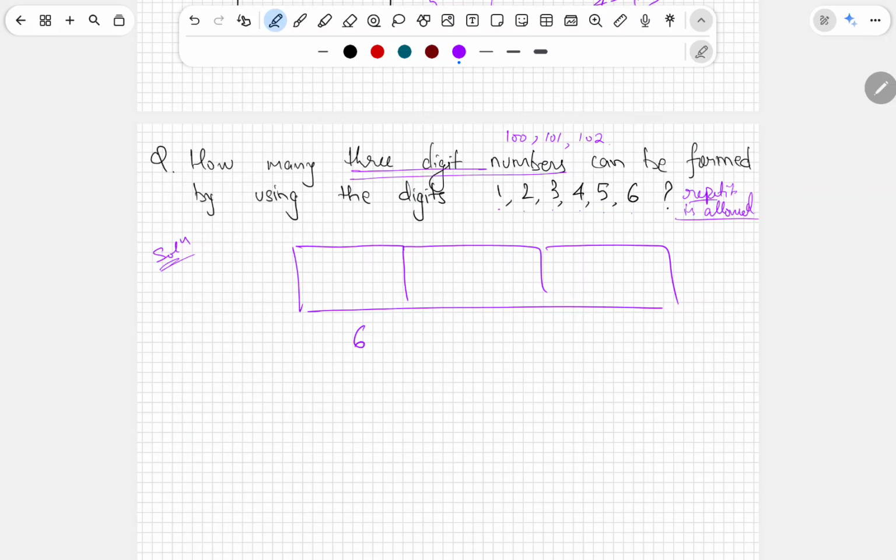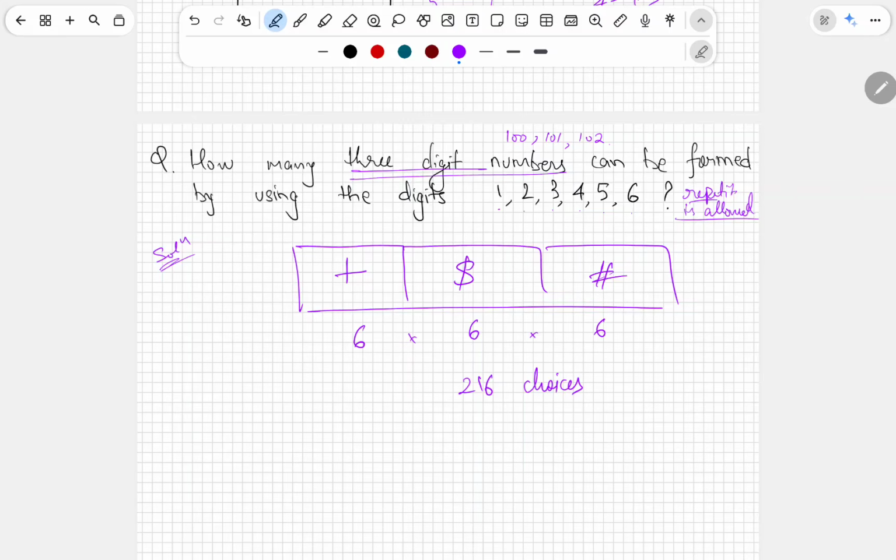So for the first place I have 6 choices, for second place again I have 6 choices, for the third place again I have 6 choices. And we have to put a first digit, and a second digit, and a third digit. So I'm using the word and, which means multiply them. So the answer will be 216 choices.